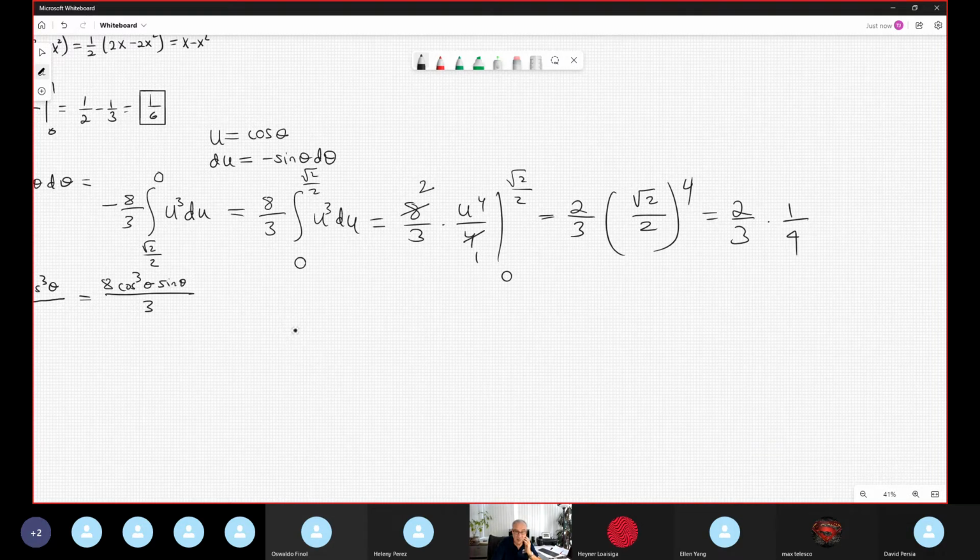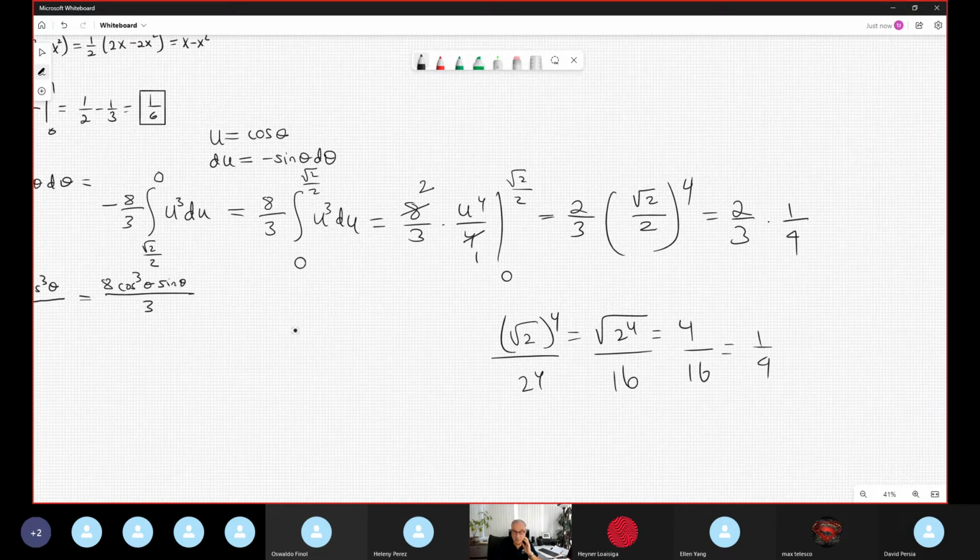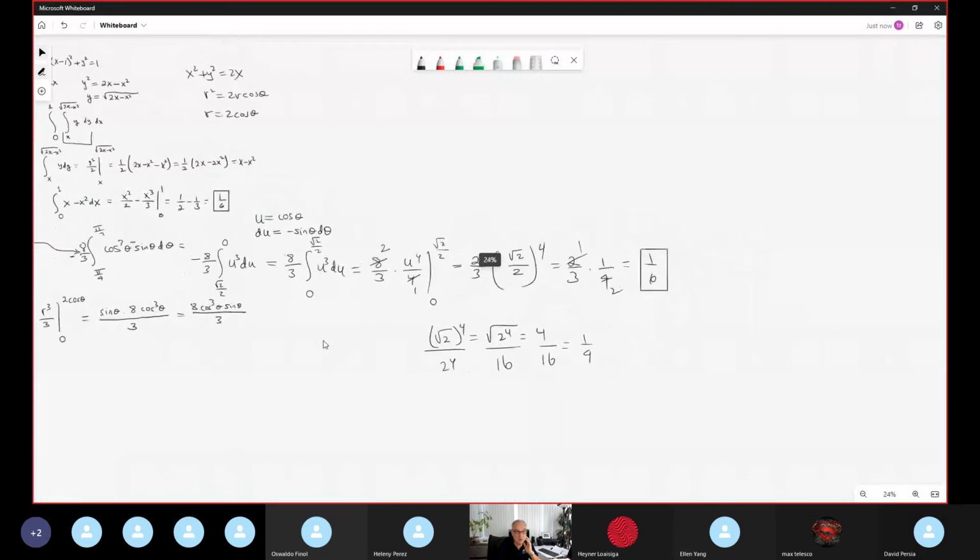Let me try it. Radical 2 to the 4 power is equivalent to say radical 2 squared, to the 2 power, which is 4. And 2 to the 4 power is 16. Yeah, easy. And reducing to lowest terms, 1 over 4. And so the answer, you reduce here, is 1 over 6. You see, it is the same answer, beautiful.